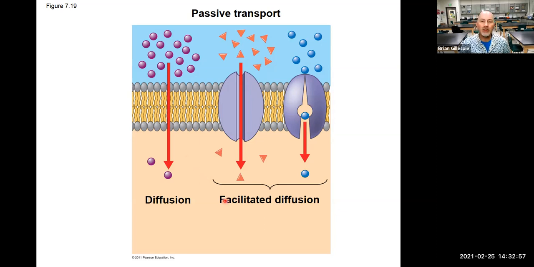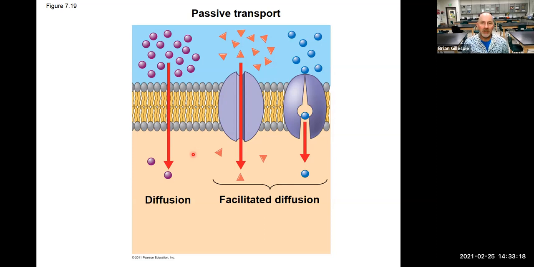We differ facilitated diffusion from ordinary diffusion because ordinary diffusion is usually happening just through the phospholipid part of the membrane without the help of a carrier protein. So that's passive transport.